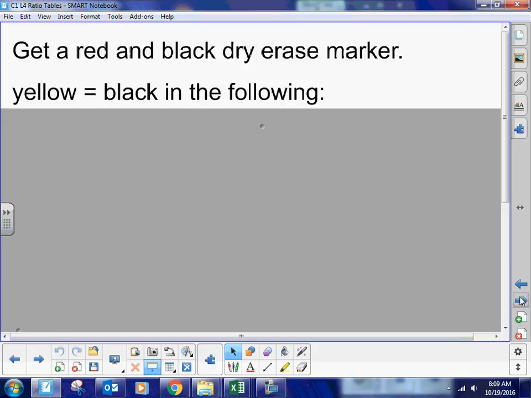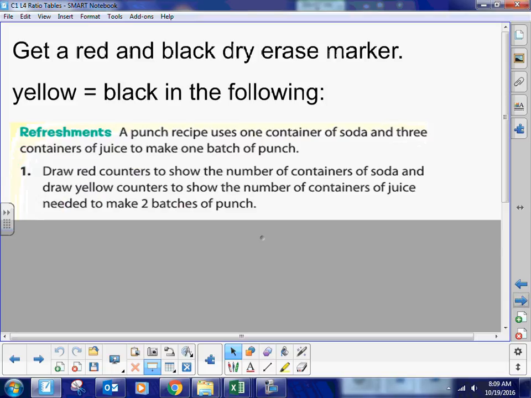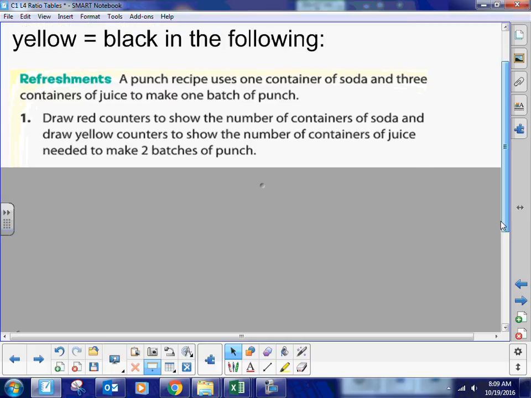All right? If you don't have a black and red dry erase marker, you could use a black pencil and a red pencil or something of the sort, even a blue pen and a pencil. Okay, we're just going to try this little exercise. It's in your book.